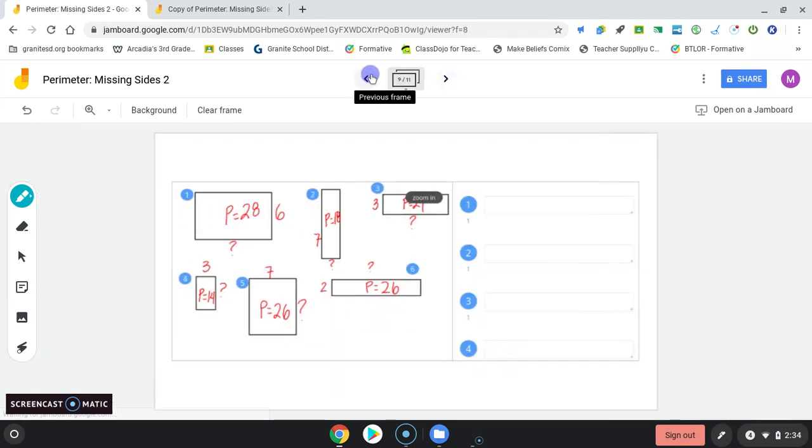All right, this is what the assignment looks like. Okay, so number 1, right, answer would go here. You know that the perimeter is 28, and you know this side is 6, which would mean this side is 6. And just complete the steps we just went over.